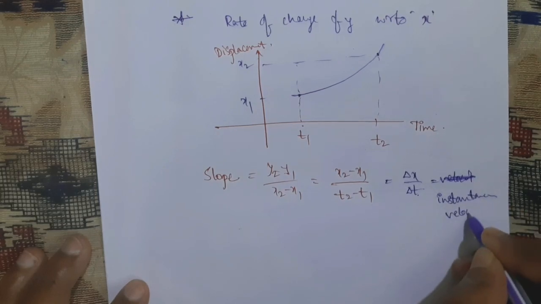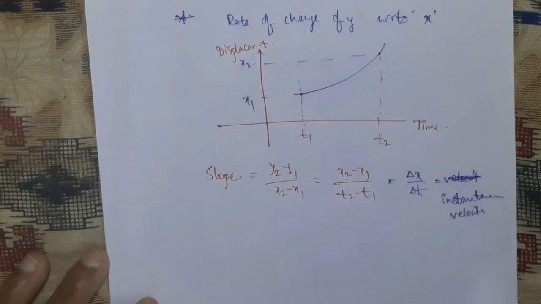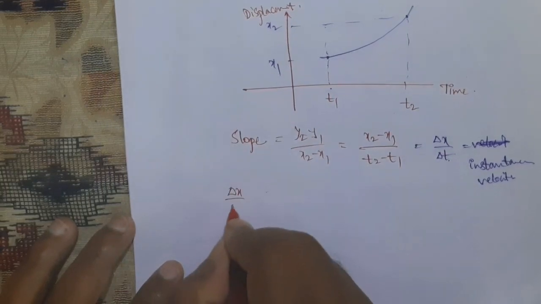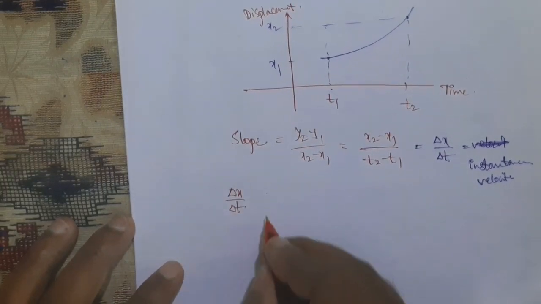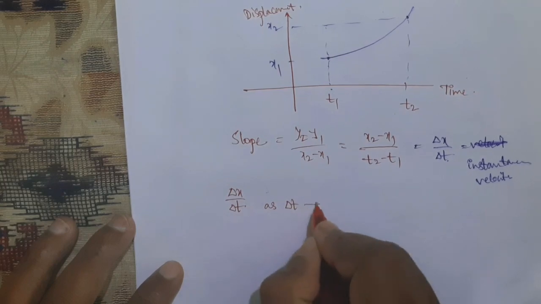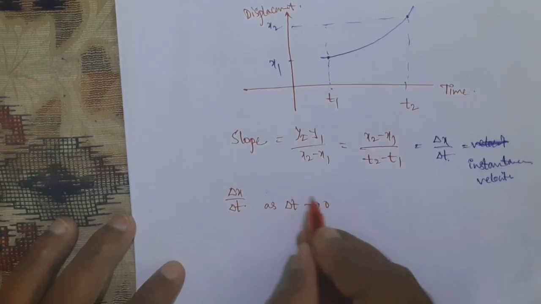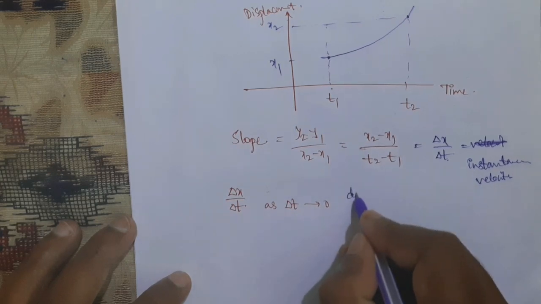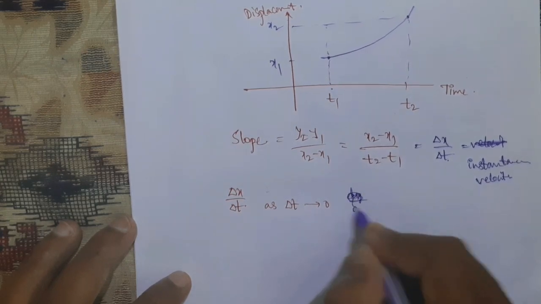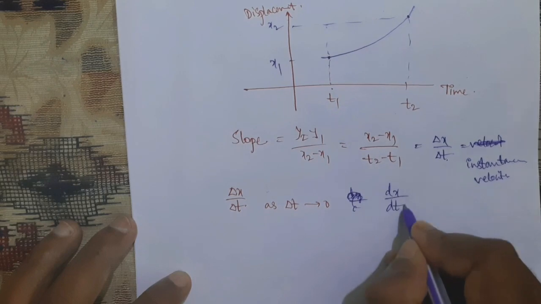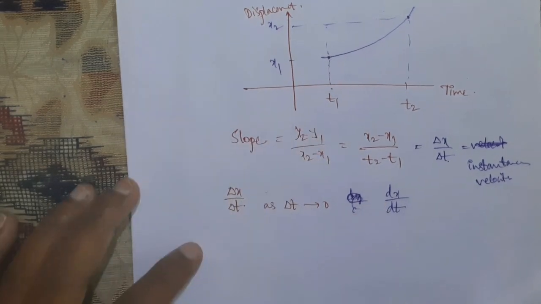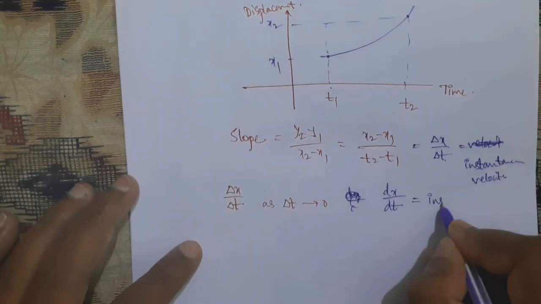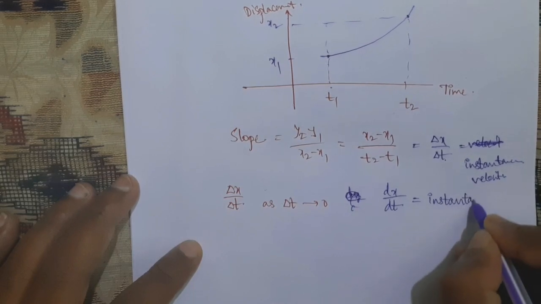velocity. Now for this instantaneous velocity delta x by delta t, as delta t approaches 0, we will write it as dx by dt. So that dx by dt is nothing but again the instantaneous velocity.